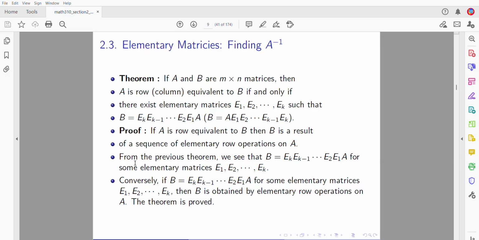If B is obtained from A by multiplying a sequence of elementary matrices, well, again by the previous theorem, it just means you are doing elementary row operations on A. Whichever row operation E1 brings, that's what is applied to A. After E1, whatever operation E2 brings, that's what is applied to the result, and so on. So B is obtained by elementary row operations on A, which means B and A are row equivalent. Okay?